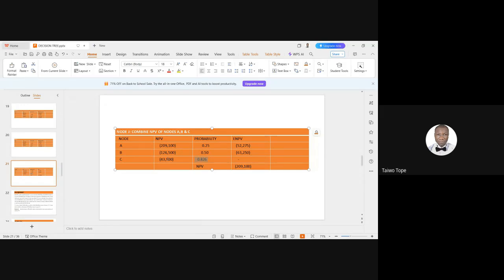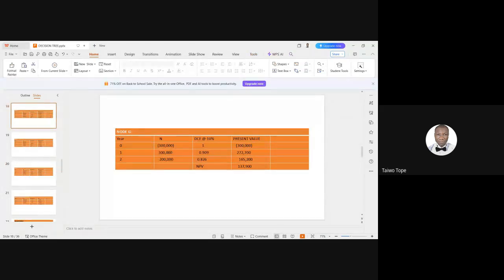So 0.50, the probability at node C is what? 0.25. So the ENPV, expected net present value, is what? 10,975. So the overall expected net present value will be what? 126,500. So this is the result for point J.